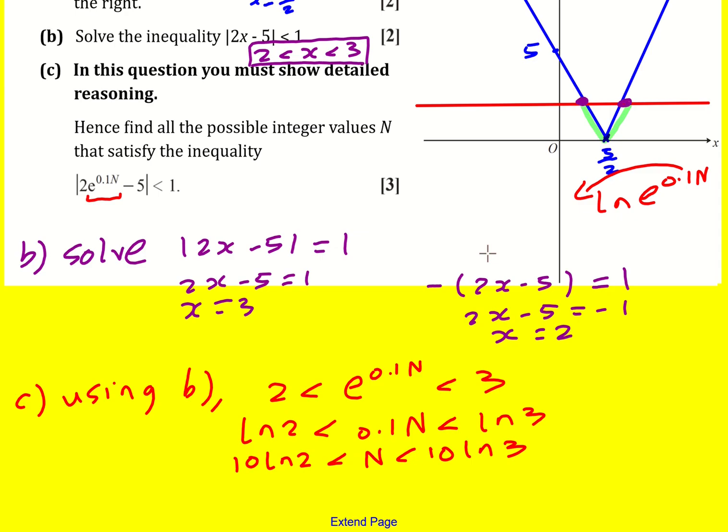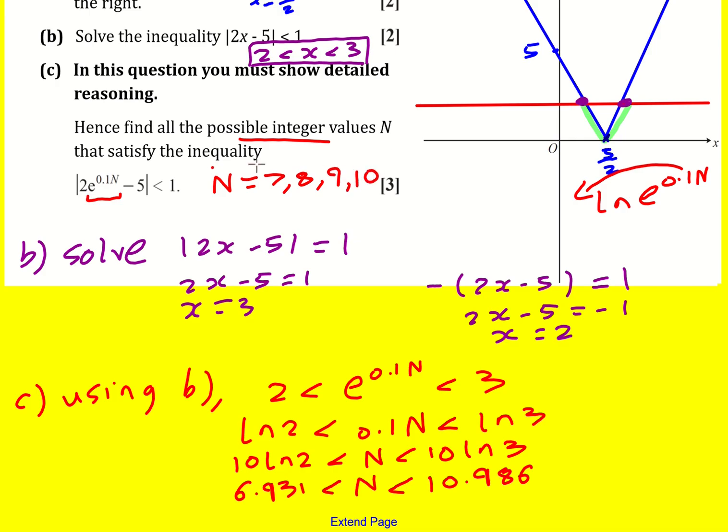And then put these in your calculator. It gives 6.931 less than n less than 10.986. So because n has to be an integer, well, it can't be 6, but it could be 7, 8, 9, or 10.